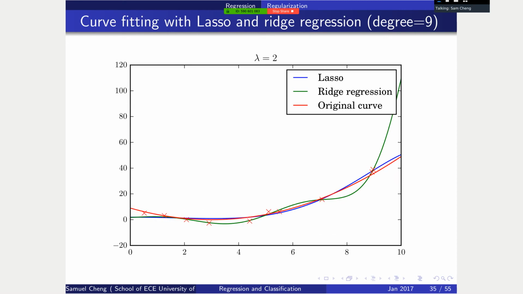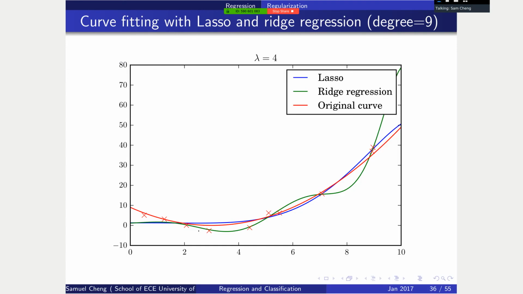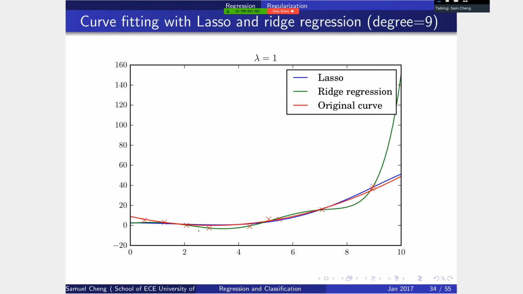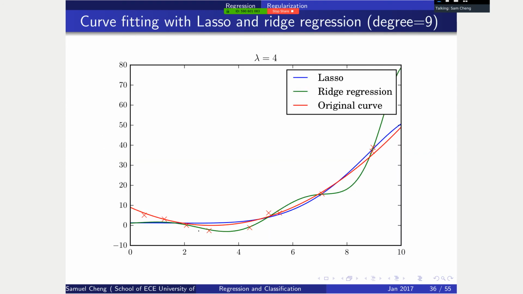Actually, in this one, my ridge regression doesn't do that well, but lasso is doing pretty well. Ridge regression still kind of overfits, but lasso fits the original curve pretty well. As you just asked, how should I pick lambda? It's tricky. If I change lambda, I get different results. Of course, in reality you don't know.